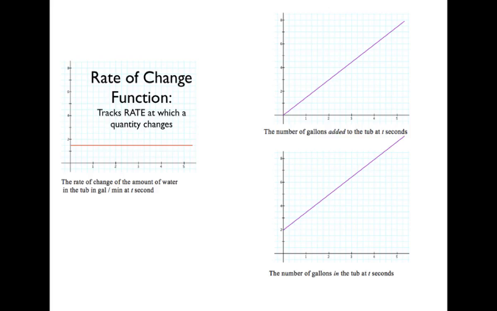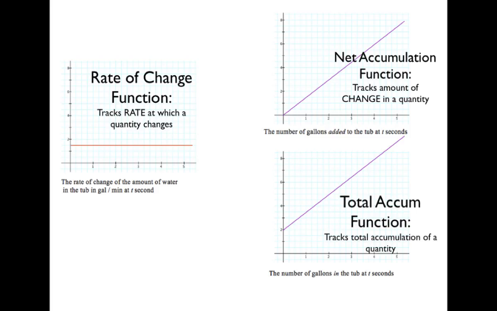So this one up here in the upper right, we're going to call a net accumulation function. What does that do? That tracks how much change you had since whatever 0 was. So a net accumulation function is tracking the amount of change from a reference point. How much change from a reference point? So at that reference point, the amount of accumulation will be 0. Make sense? And then this last one we'll call a total accumulation function. So that's the total accumulation of some quantity, including a starting amount, if there is one.